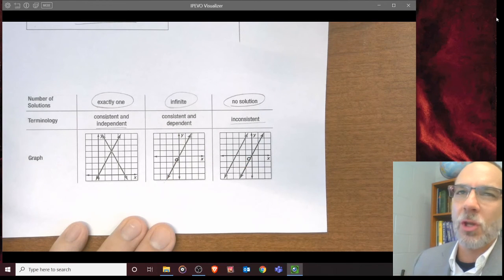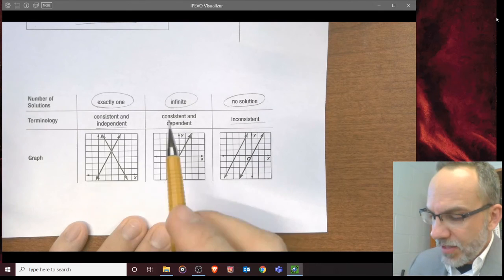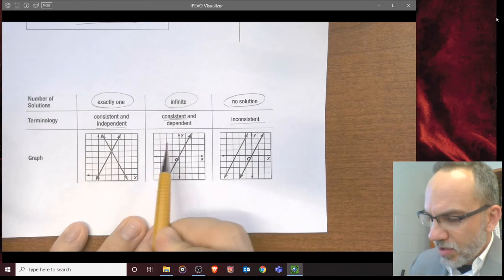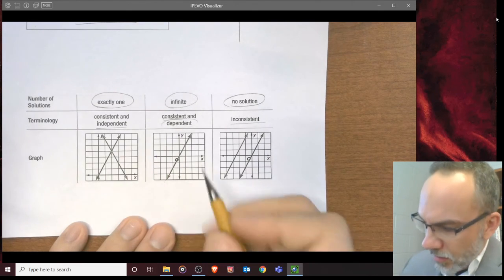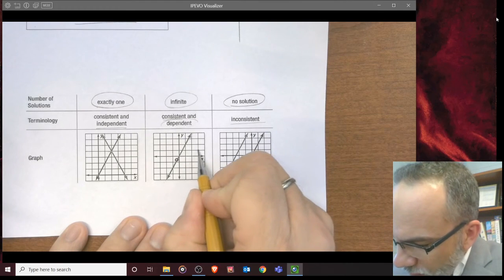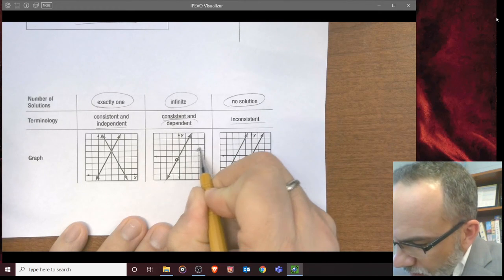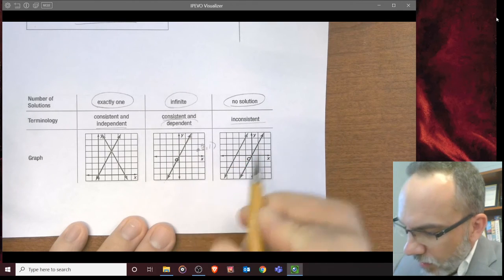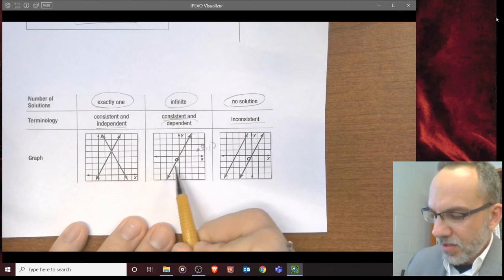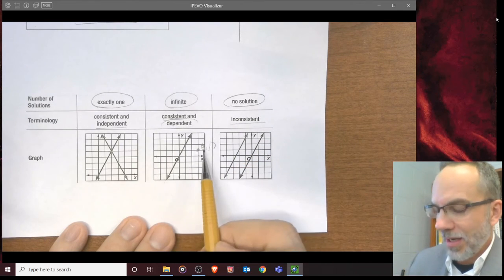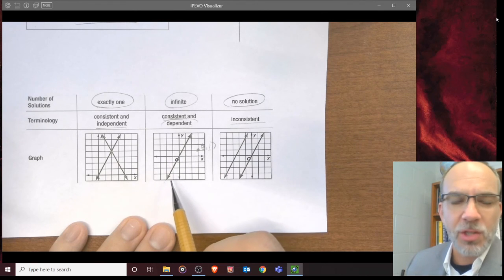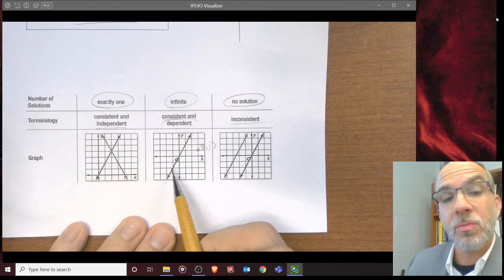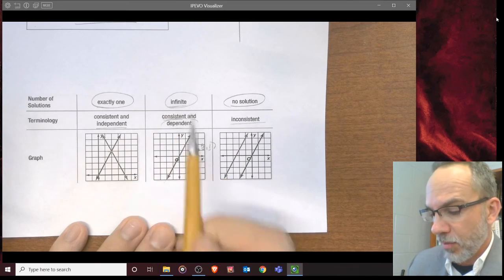It doesn't mean that your solution is infinity. It just means that there's an infinite number of solutions. This is consistent because there is at least one solution, but it's said to be dependent. This point over here, what is that? That's 1, 2, 3. This is 3, 1. This is some point, but it doesn't solve either of those. So you can't say like all points solve it. That's not true. Only certain points do, but there's more than one. In fact, there's an infinite number of them.